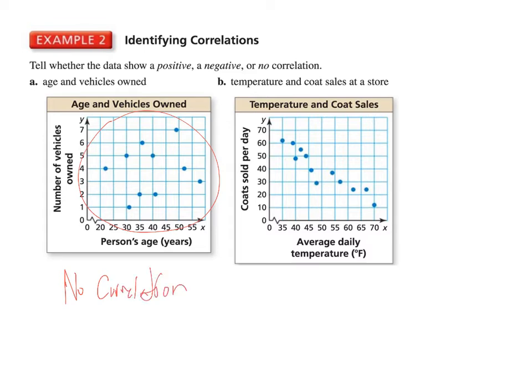For part B, temperature and coat sales at a store. As we're moving to the right, what's happening to the points? They're coming down. So as x increases, y is decreasing. That's a negative correlation, since one is moving down. Very simple idea once you get the hang of it.